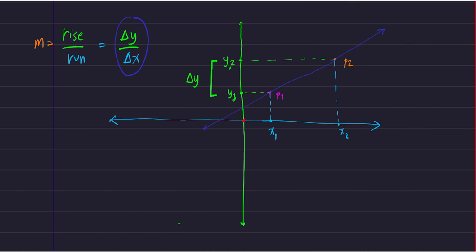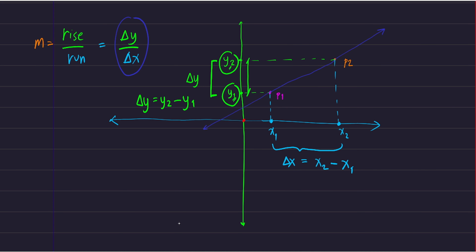Para mahanap natin yung delta y, we need to subtract y sub 2 sa y sub 1 para mahanap natin yung pagitan or yung length ng pagitan nila. Therefore, delta y is equal to y sub 2 minus y sub 1. We can do the same sa x-axis. We have x sub 2 here and x sub 1 here. Para mahanap natin yung pagitan nila, yung delta x, we need to subtract x sub 2 sa x sub 1. So, delta x is equal to x sub 2 minus x sub 1.